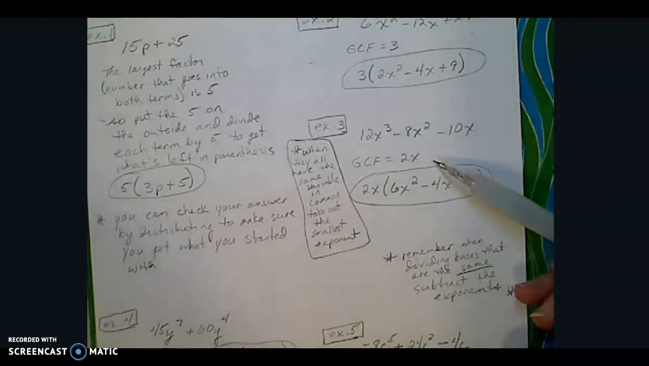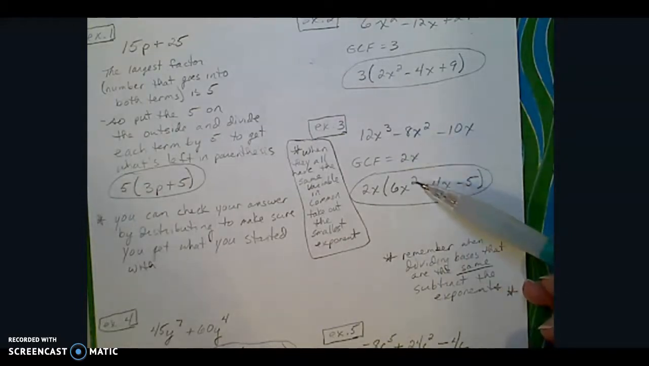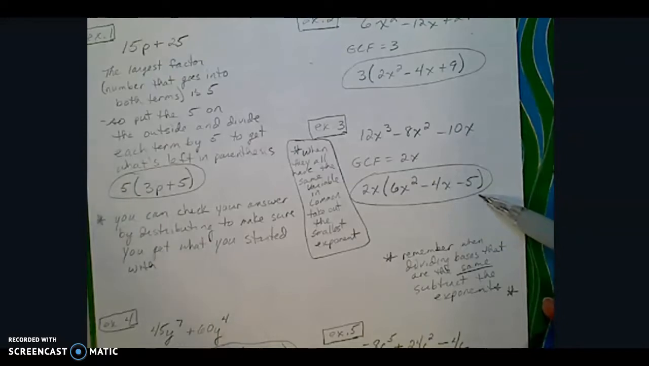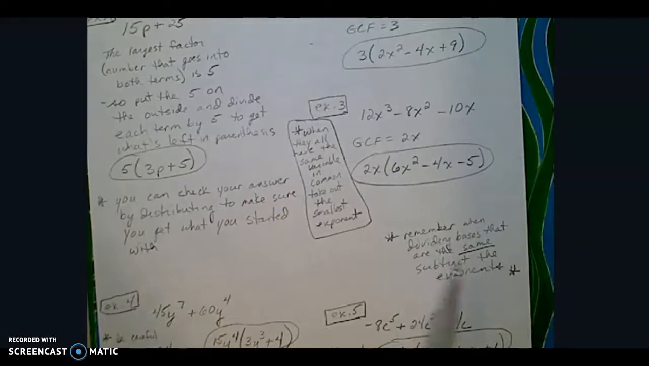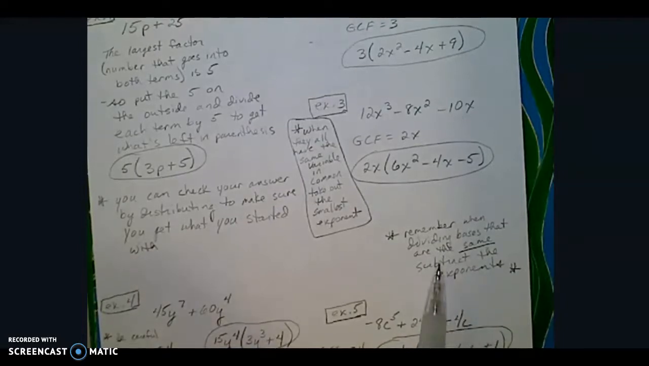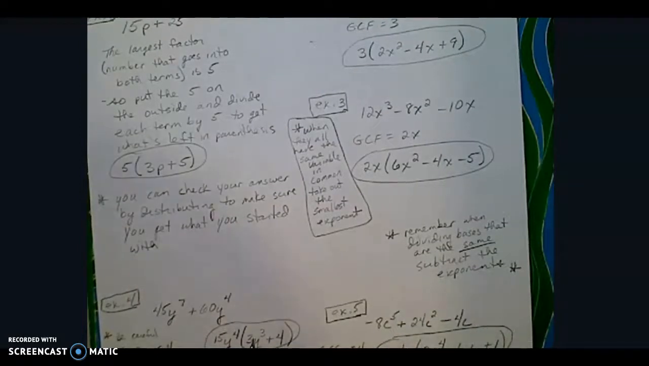Just remember what you learned about exponents, that when you divide x to the third divided by x to the first, you subtract the exponents. 3 minus 1, that's what gives me 2. 2 minus 1, that's what gives me 1. And then x divided by x, the x's cancel out, and that's why there's no variable on this one. Okay? So remember down here, when dividing bases that are the same, you're subtracting those exponents.